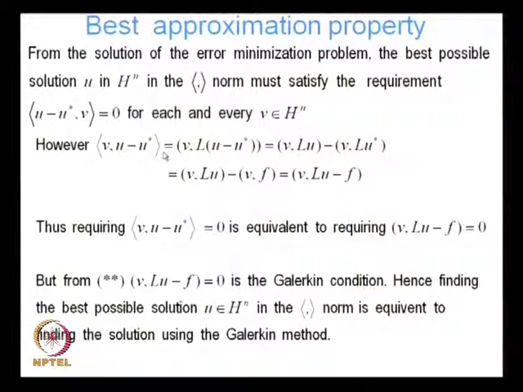However, if I evaluate (u minus u star, v), I take advantage of symmetry and write it as (v, L(u minus u star)), because this inner product means my usual inner product. That is equal to (v, Lu) minus (v, Lu star), again taking advantage of the linearity of the operator. So, I get (v, Lu) minus (v, f), because u star is the exact solution, so Lu star has got to be equal to f. That I can write as (v, Lu minus f). Thus, requiring (v, u minus u star) equal to 0 is equivalent to requiring (v, Lu minus f) equal to 0.